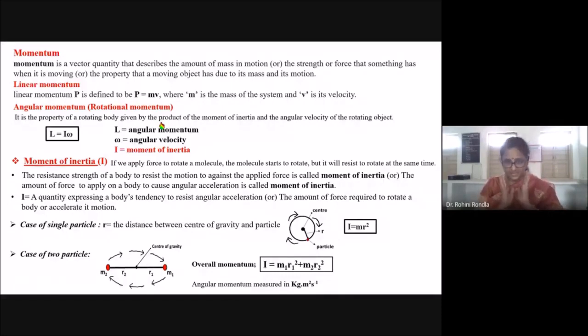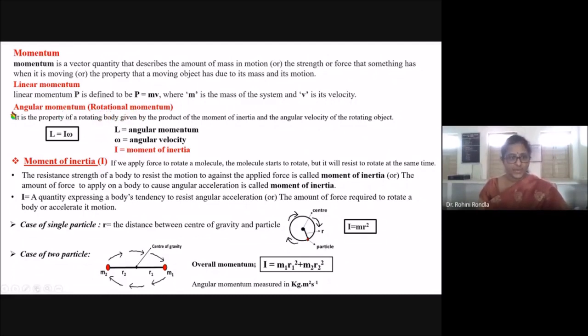If it is in a straight line, that is linear momentum. Okay, next, angular momentum. Angular momentum is also called rotational momentum. That means it is the property of a moving body in circular motion, a moving particle in circular motion, or the property of a rotating body. It is also called rotational momentum.